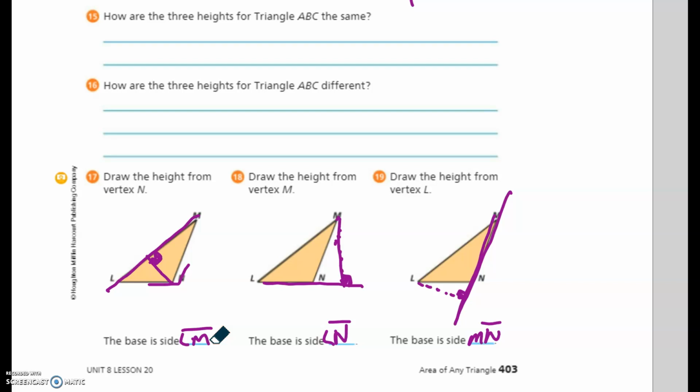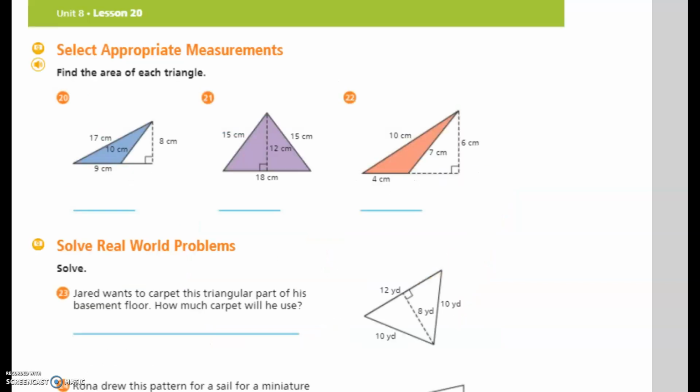All right, we're going to apply what we learned here to finding the area. So if you don't have your calculator yet, grab it. Going on to page 404. Now look at this. You remember base times height divided by 2. Holy moly, Rocky, I've got 4 numbers instead of 2.